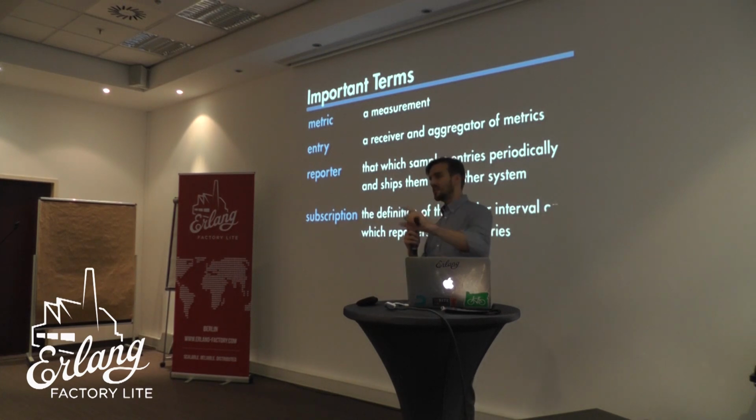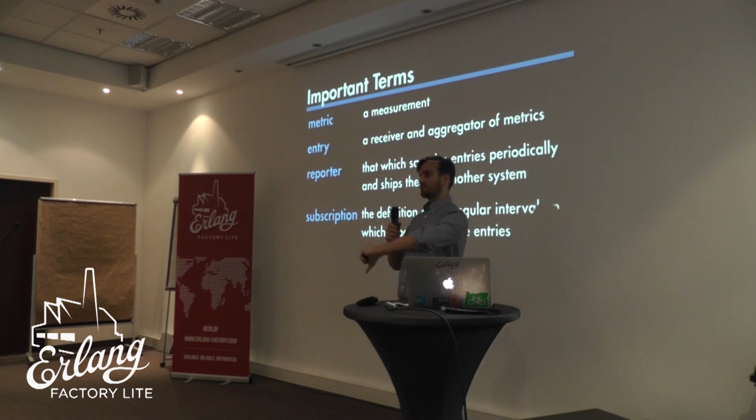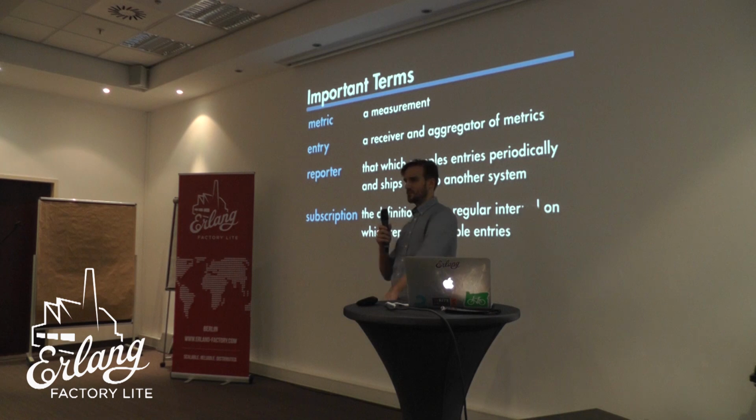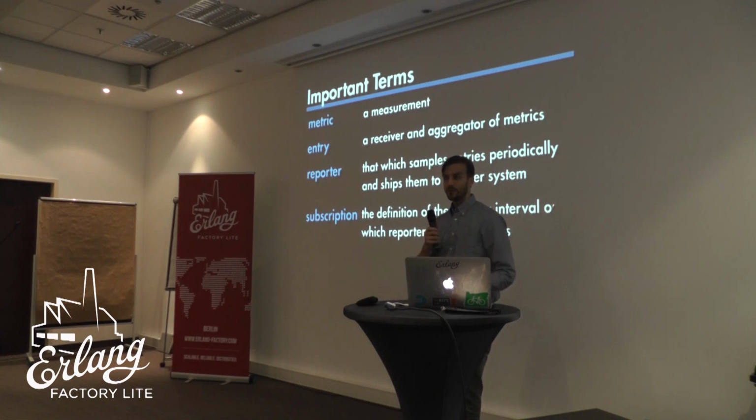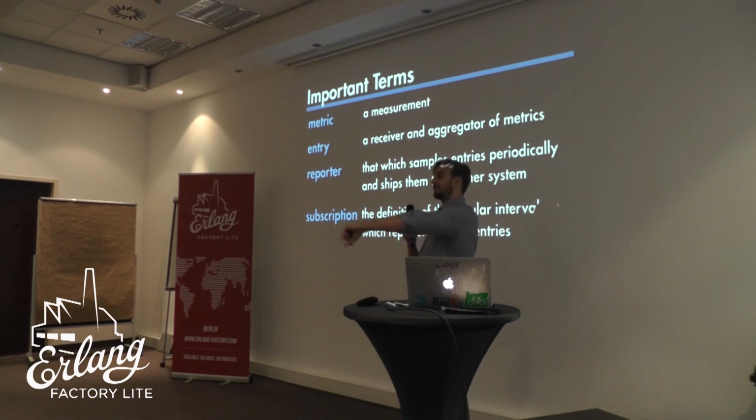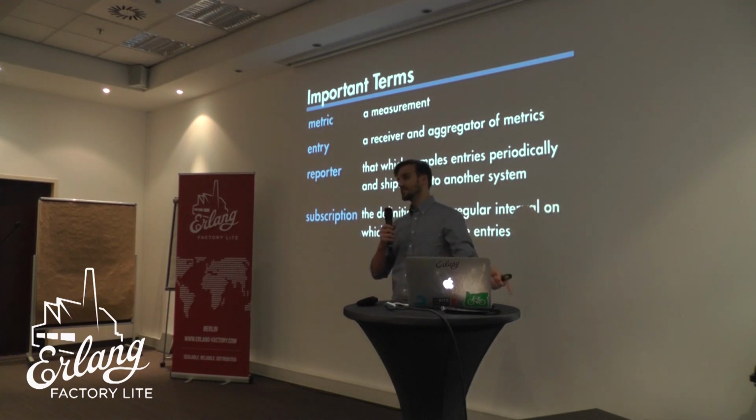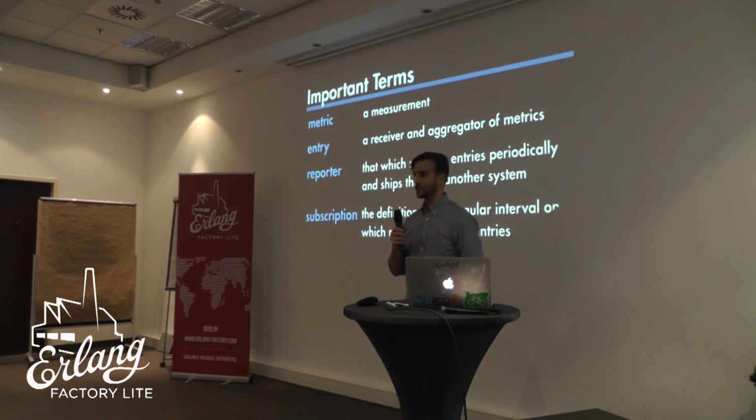An entry is a receiver and an aggregator of metrics. So this could be a histogram. So you take, say, the latency of a request and you start to put it in a histogram, so you can build a histogram of the latency of requests. A reporter is something that periodically samples entries, so it periodically looks at the histogram and then ships it to another system. So if you have, say, a remote monitoring tool, it periodically takes a snapshot of that histogram and ships it over the network so you can learn from it.